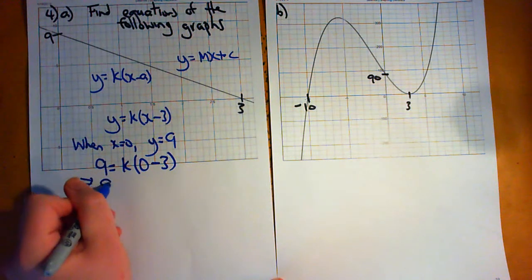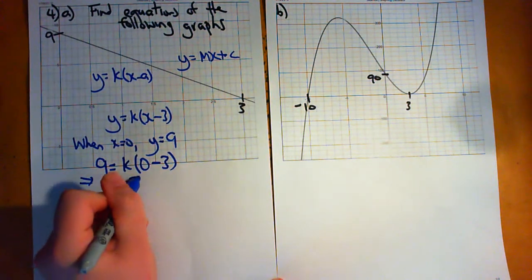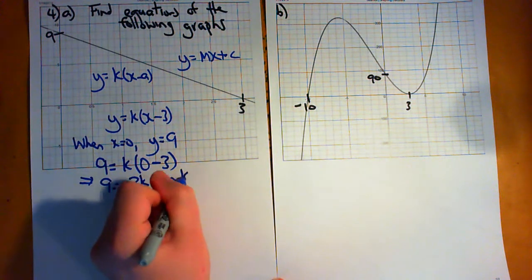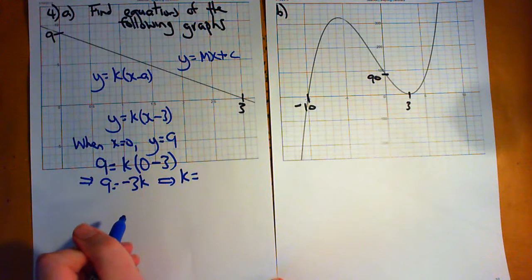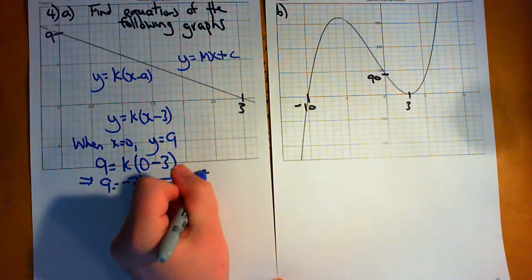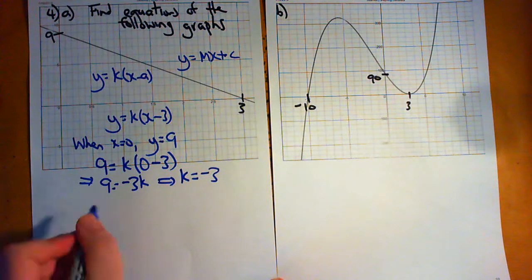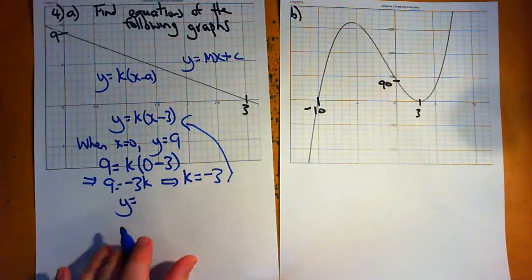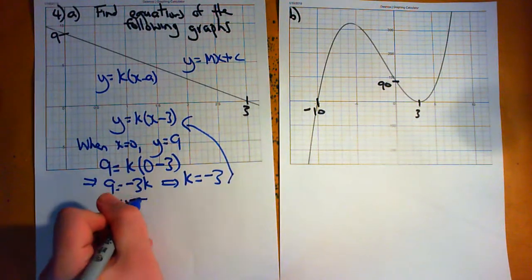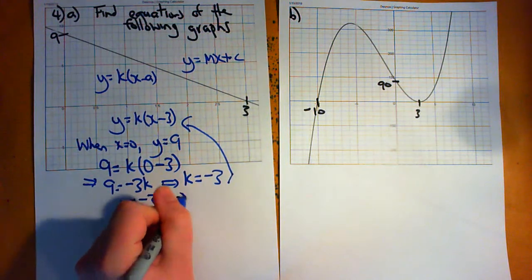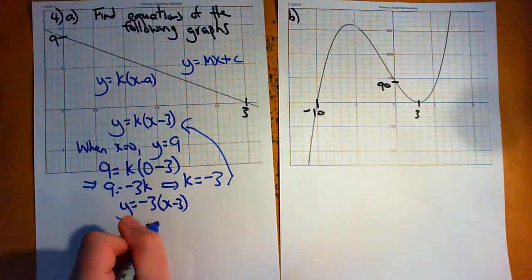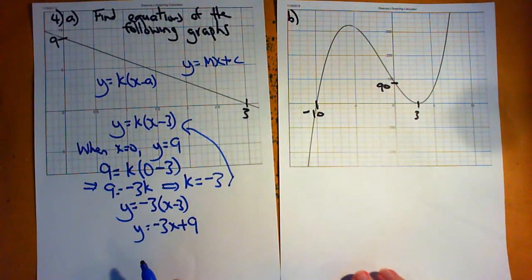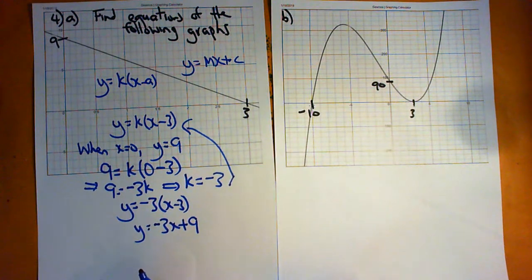So therefore 9 equals 0 minus 3, which is negative 3, times k, and if we divide that by negative 3 we get k, which is 9 divided by negative 3, which is negative 3. So we get k equals negative 3, and therefore if we put that back into that line there, we get y equals negative 3 times (x minus 3), which is negative 3x plus 9. So we do indeed get our expected value of c equals 9.